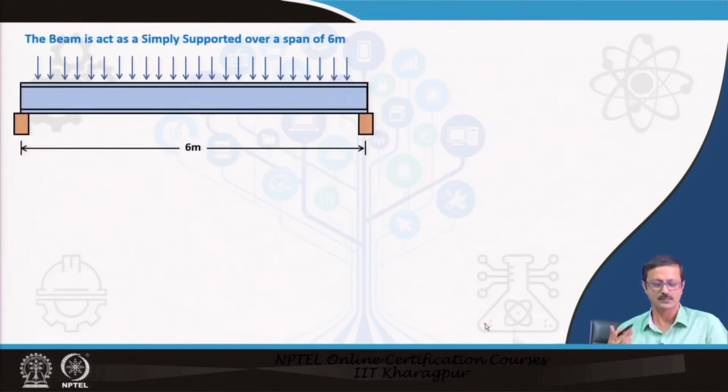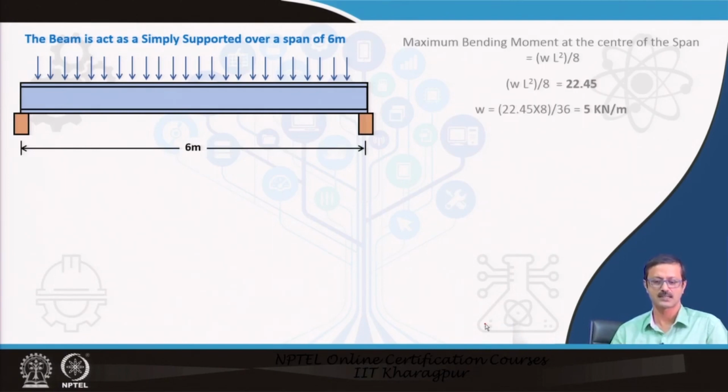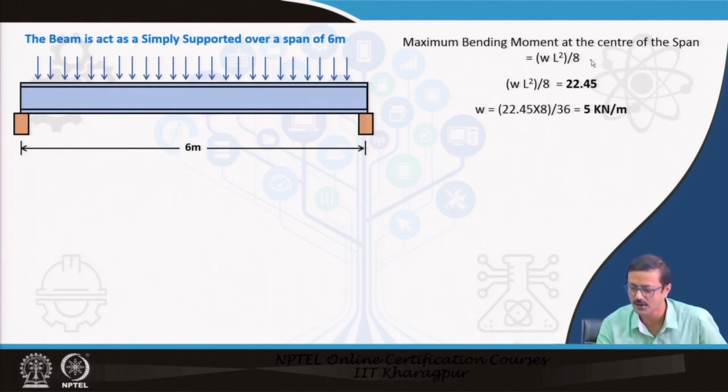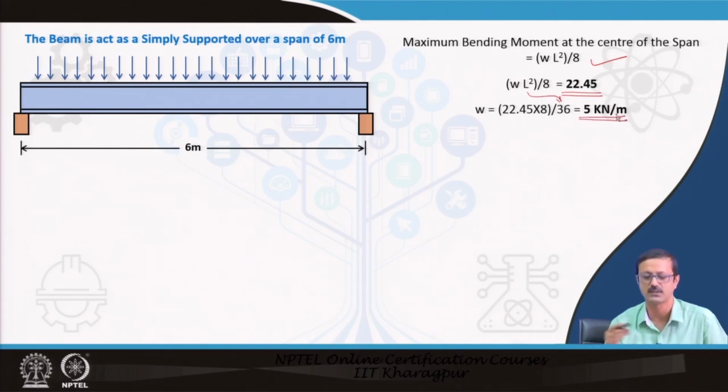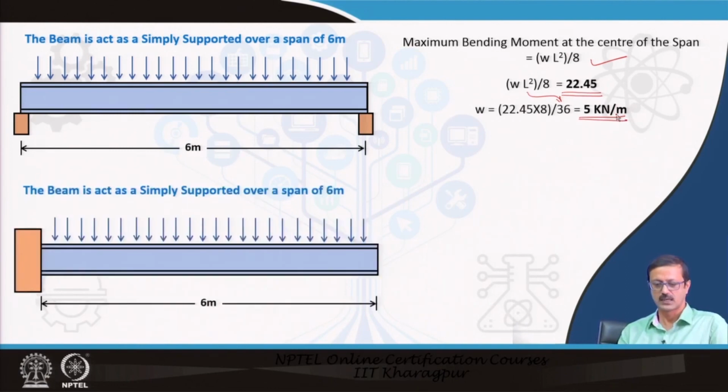If that particular section is applied over a span of 6 meter, the maximum bending moment at the center, as you know, is WL square by 8, which has to be at most 22.45 kilonewton meter. For L equal to 6 meter, L square is 36, and so this is 5 kilonewton per meter, the maximum uniformly distributed load you can put. If it is a 6 meter long cantilever beam, this is again a printing mistake, this is a cantilever beam.